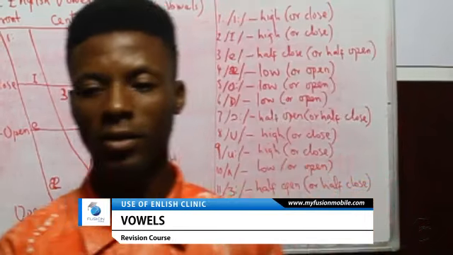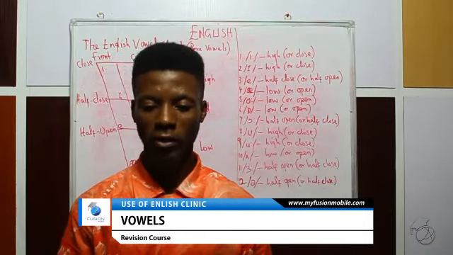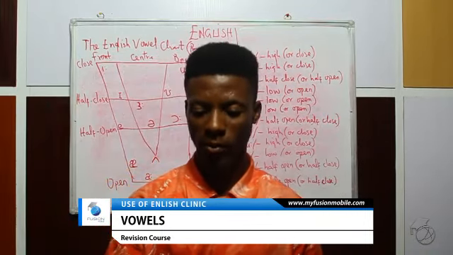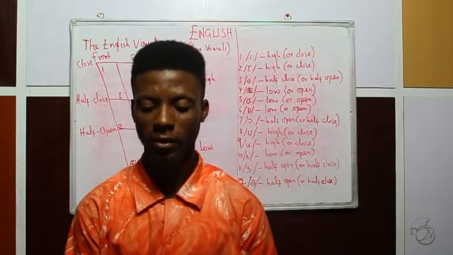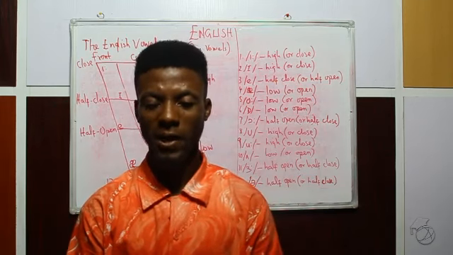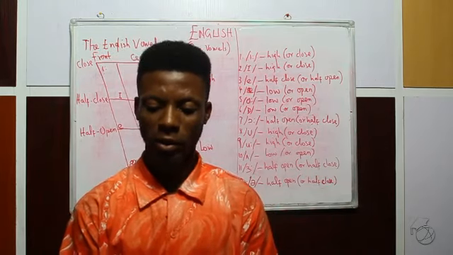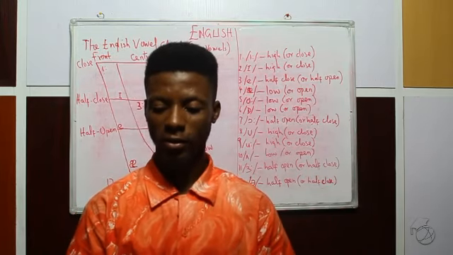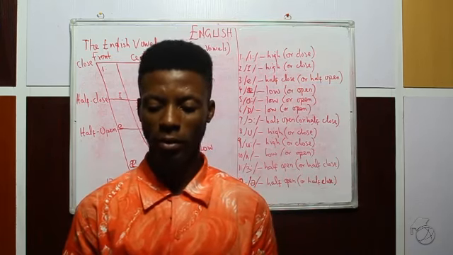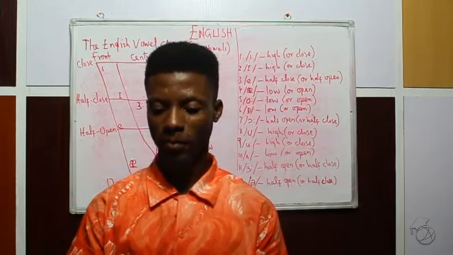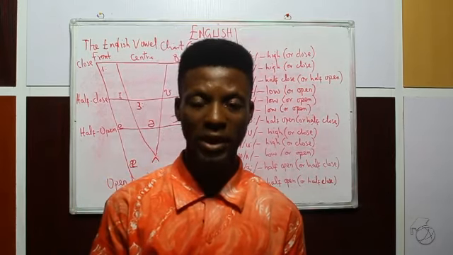Now we are going to look at examples of these sounds in some words. First, let us take the long E sound, as in bead, beat, feed, field, bee, beef, bean, tea, teas, league, people, reap, etc.